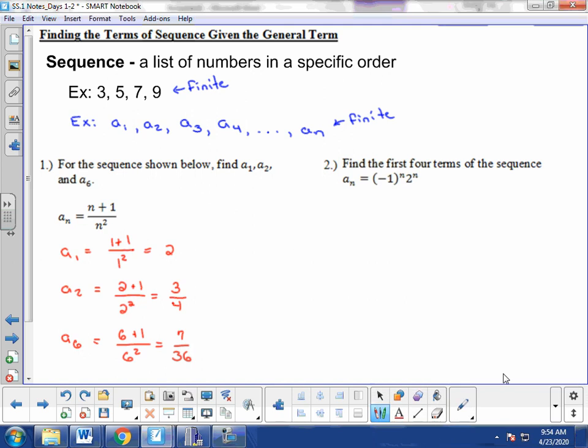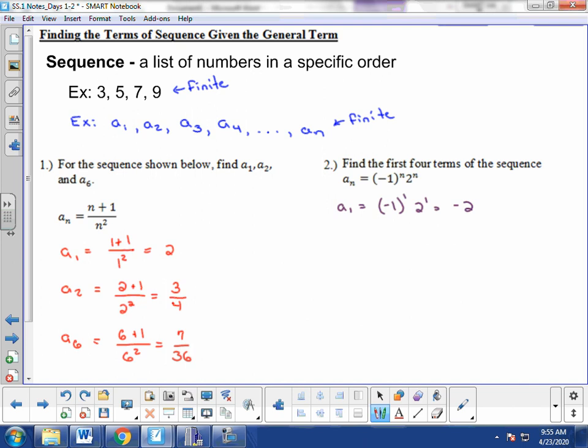In problem number 2, the expression is a little bit different here. The expression is a sub n equals negative 1 to the nth power times 2 to the nth power. In this example, it wanted us to find the first 4 terms of the sequence. So the first term would be a sub n, which would be negative 1 to the first power times 2 to the first power. We could do this in our calculator if we needed to, but negative 1 to the first power times 2 to the first power is just negative 1 times 2, which is negative 2.